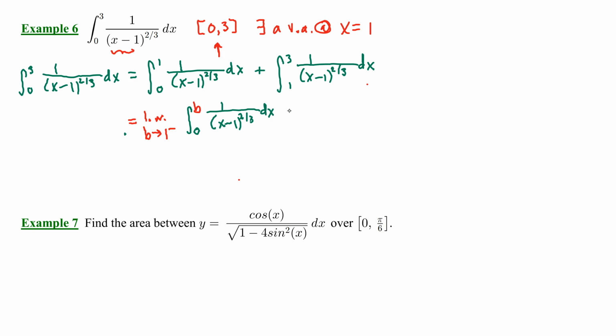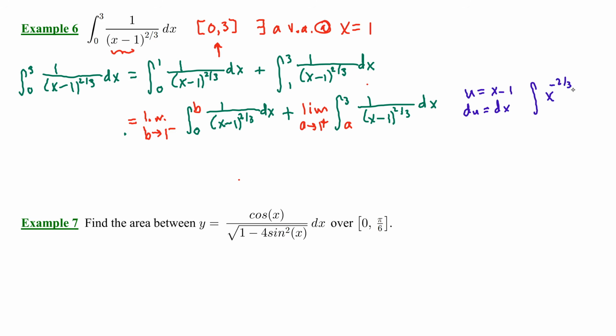Similarly, we will introduce a new limit operator on our second integral, and we will approach the lower limit a from above or from the right. So we have the integral from a to 3 of 1 over (x minus 1) to the 2/3 dx. Now, both of these integrals will be handled in the same way. Notice if we let u be x minus 1, du would be dx, and we can think of the integral as u to the negative 2/3 du.